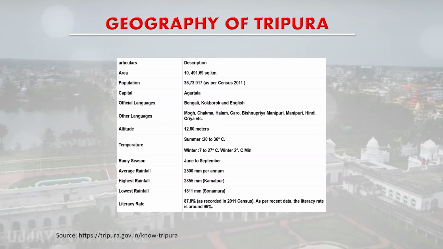Now if we see the geographical situation, we have already described many things. Tripura gets quite good rainfall, and it shares a very good rainfall with the rest of the country.